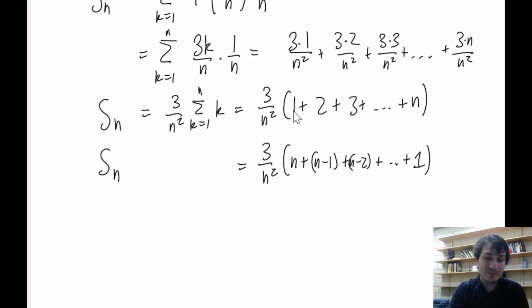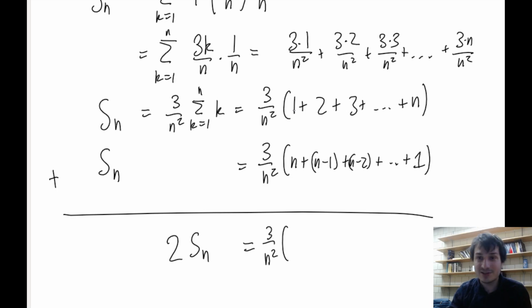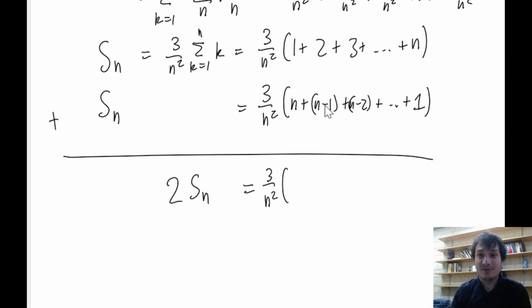And here is the miracle. If you do this equation plus this equation, add up what's going on the top line to what's going on the second line. On the left-hand side of the equation, you have 2Sn. On the right-hand side, what do you have? Okay, you have a constant factor of 3 over n squared. But what else do you have? You have 1 plus n. That's n plus 1. Then you have 2 plus n minus 1. That's exactly n plus 1.